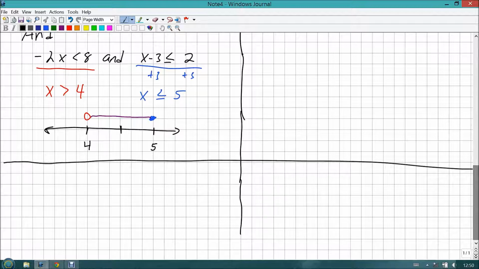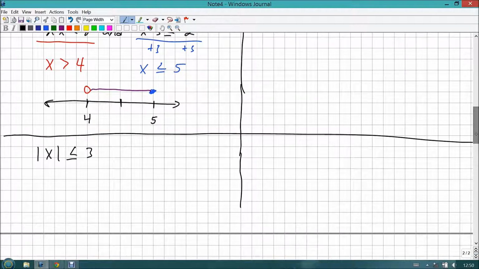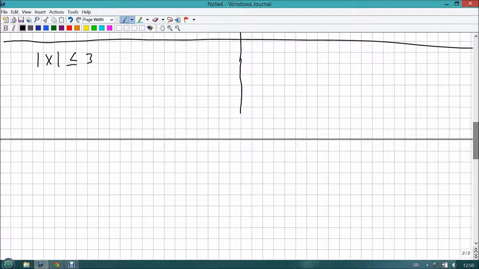So let's look at our first example. Let's say that we have the absolute value of x has to be less than or equal to 3. So what this does when we have an absolute value like this is it breaks it into two equations. We have a case where the absolute value of x has a positive version and a negative version. In the positive, you just rewrite it. X is less than or equal to 3.